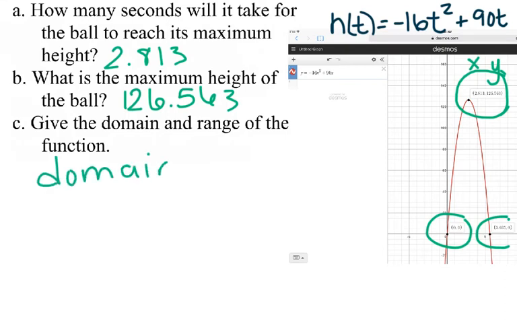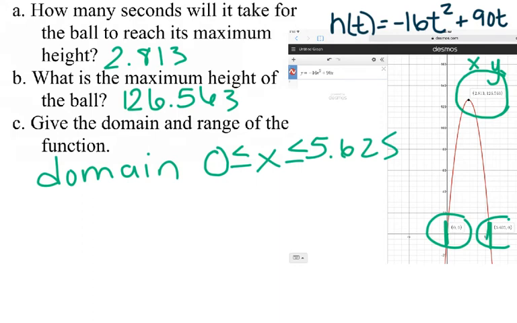Alright, so domain and range. Domain is like a list of values that make sense for it. So domain are your x values. Notice the ball starts at 0, your x-coordinate, and then it ends when it hits the x-axis or the ground at 5.625. So my domain is going to look like this. It's a little weird. x is between 0 and 5.625.